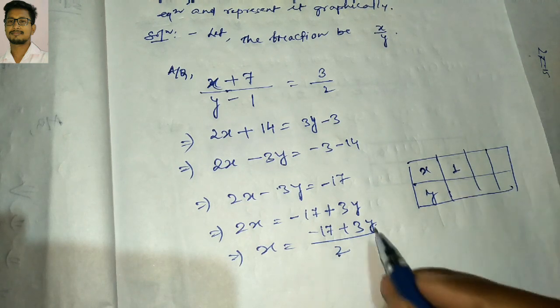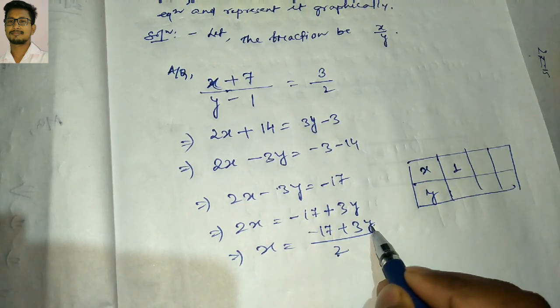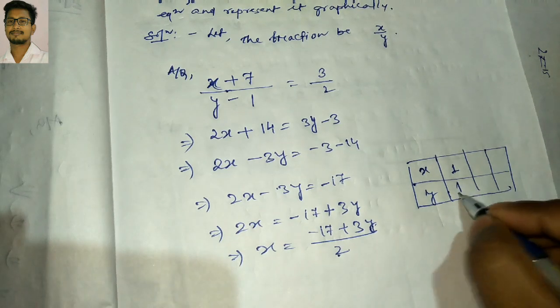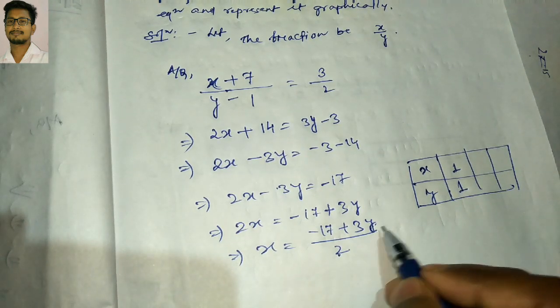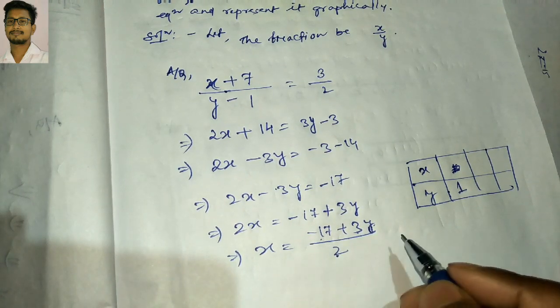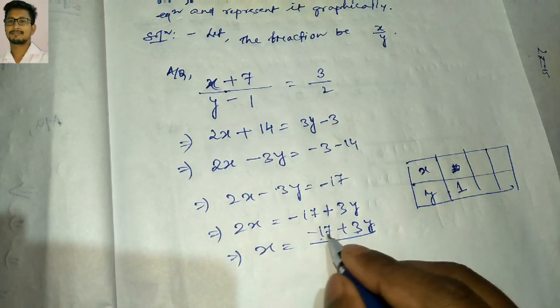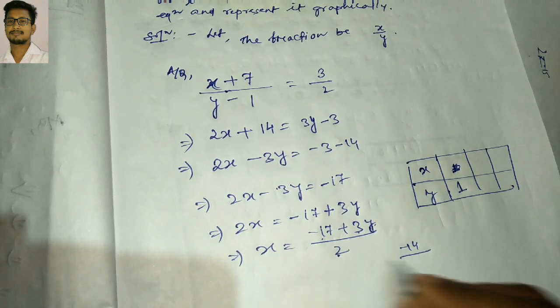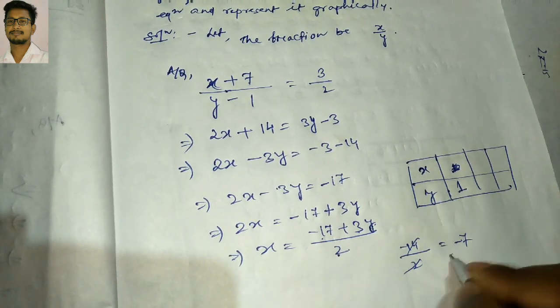So you can take y to be 1. When y is 1, what will we get here? 3 ones are 3, y is 1, not x. So it's minus 17 plus 3, that means minus 14. Minus 14 by 2, that means we got minus 7.